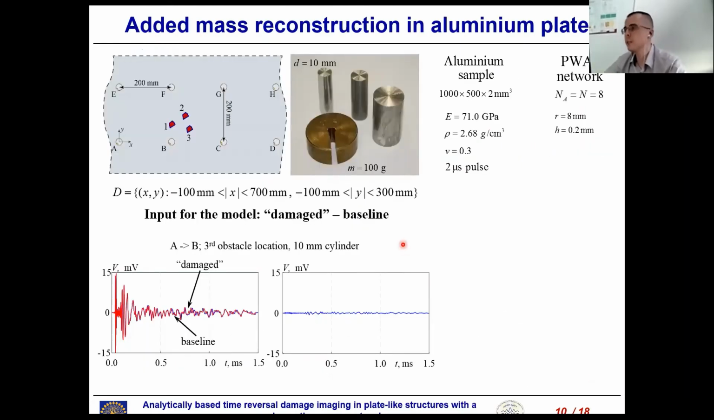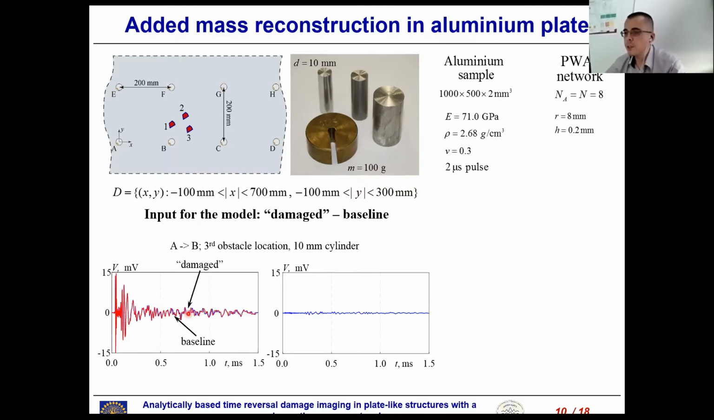So we considered several test cases, and the first case was an aluminum plate equipped with 8 piezo sensors located 200 millimeters from one another. The plate was 1 meter by 50 centimeters and 2 millimeters thick. And this is just an example. We can see the signal from piezo A to piezo B with the obstacle located at this position, and the obstacle was a 10 millimeter cylinder clamped to the plate with an additional mass of 100 grams.